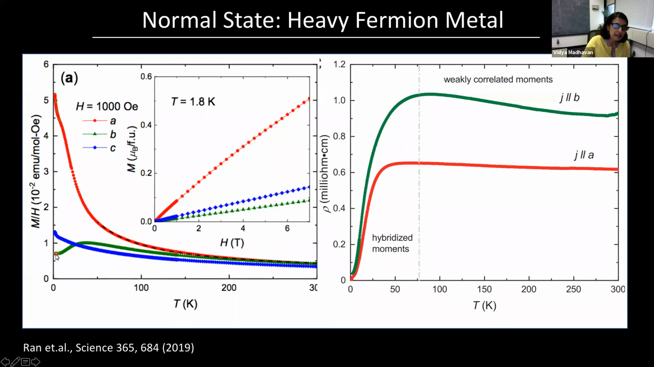And this decrease in saturation is because the localized moments in the system have actually been screened by the conduction electrons. And once they're screened, they no longer behave like spin-full objects.